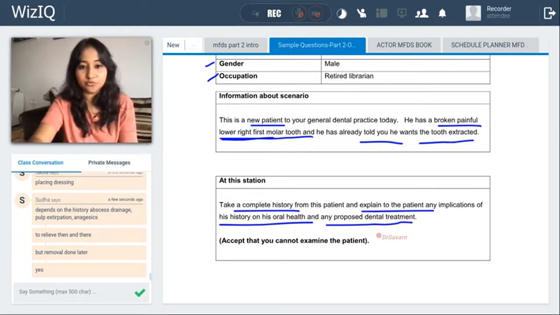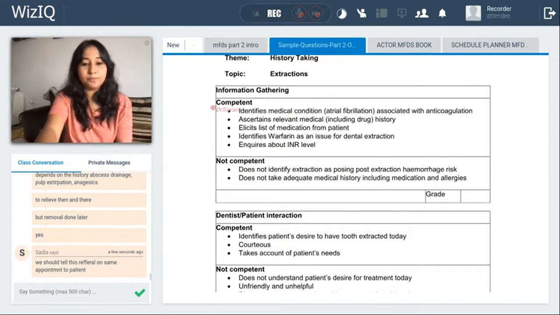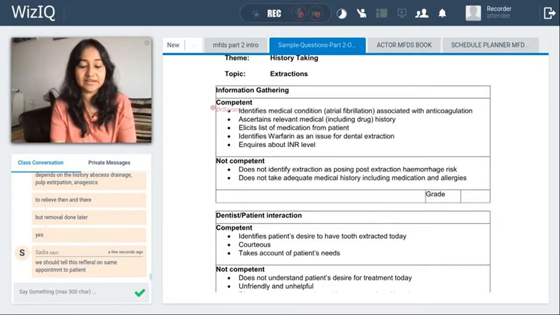Now, how do they mark you? They would basically try to understand whether you tell this referral in the same appointment. Yes, you would have to refer this patient. If they're telling you that they are taking warfarin, you would be referring them to the general practitioner. The general practitioner will carry on with the INR. They basically see that it is between 2 to 4, right?